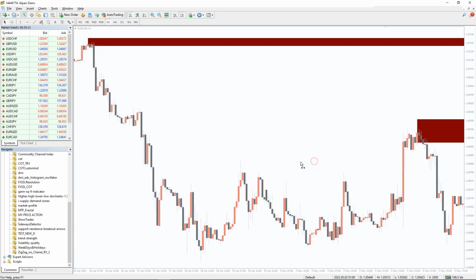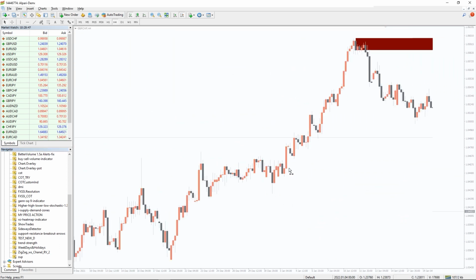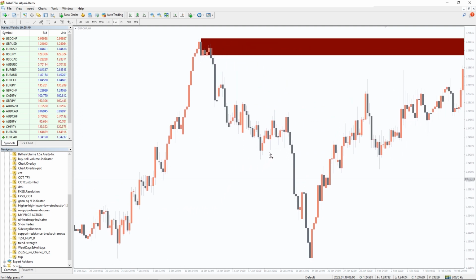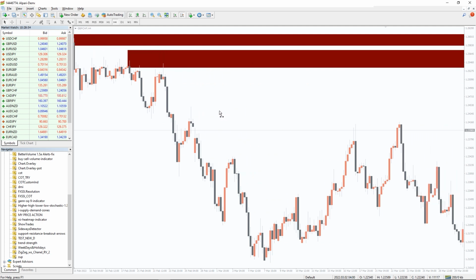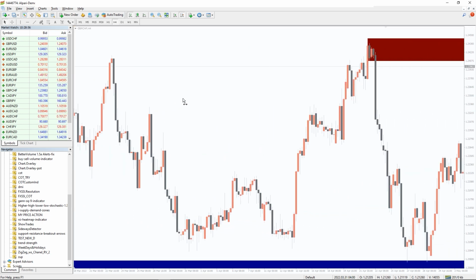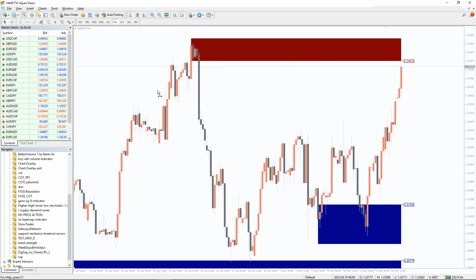Identifying supply and demand areas is a trait of every successful forex trader. The correct identification of these places increases the profitability of the trader. The ICE Supply Demand Zones indicator draws these zones based on the MT4 chart.